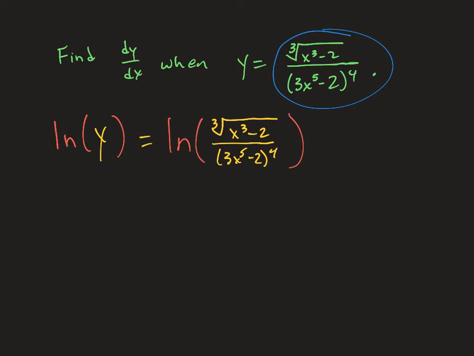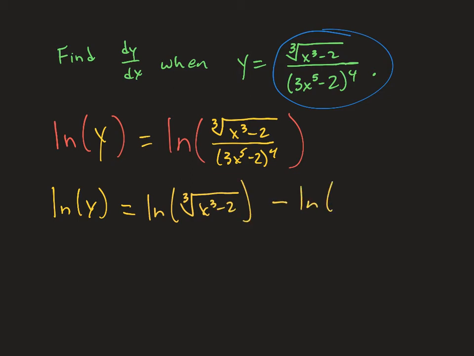Okay, so the natural log of y, we're not going to mess with that right now. But the first thing I notice is that I have a quotient here. And remember, natural logs can turn quotients into differences, right? It can turn division into subtraction. So instead of the natural log of this big fraction, I can do the natural log of the numerator, which is the cube root of x cubed minus 2, minus the natural log of the denominator, which is the 3x to the 5th minus 2 to the 4th power.